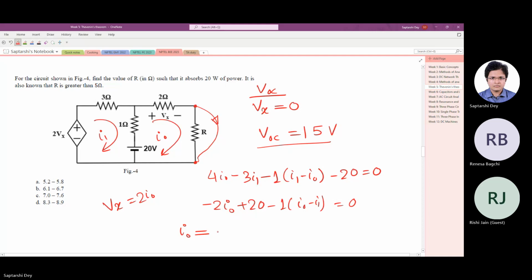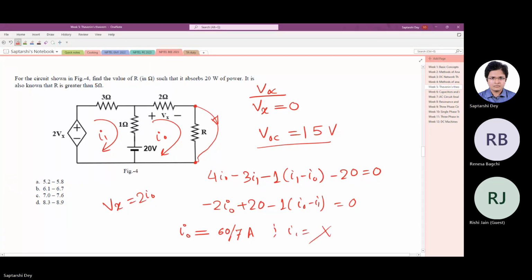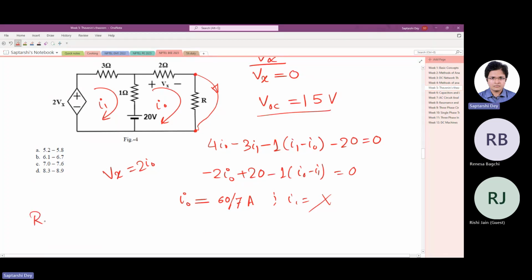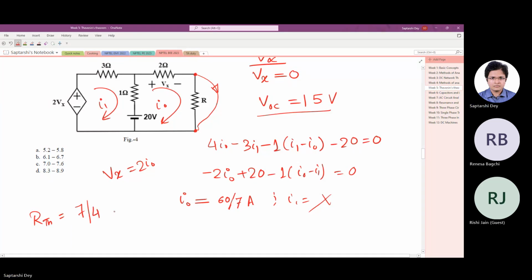60/7. 16/7? Like this? No. 60/7. 60. So if you solve this, you should get I naught as this. I1 some value you will get that we are not bothered about here. Now we'll be finding the RTH. RTH will be VTH by I naught, which will be 7/4. So 7/4 ohm we get.